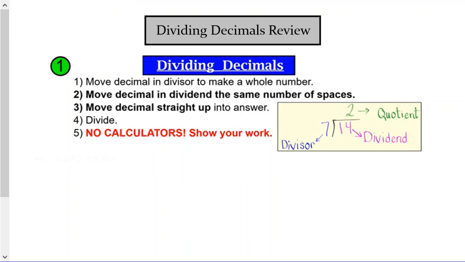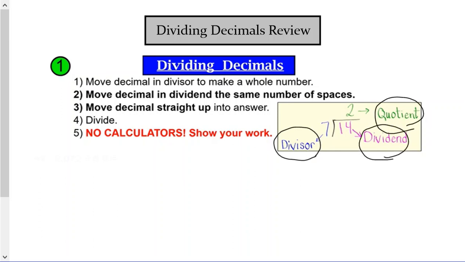Make sure you turn your math notebook to the next blank page and write the title, Dividing Decimals, as well as these 5 notes in your math notebook. Before we get started, I want to make sure that we highlight these words over here.